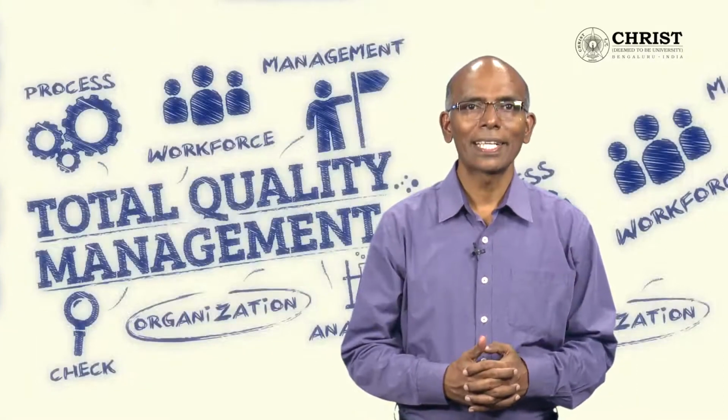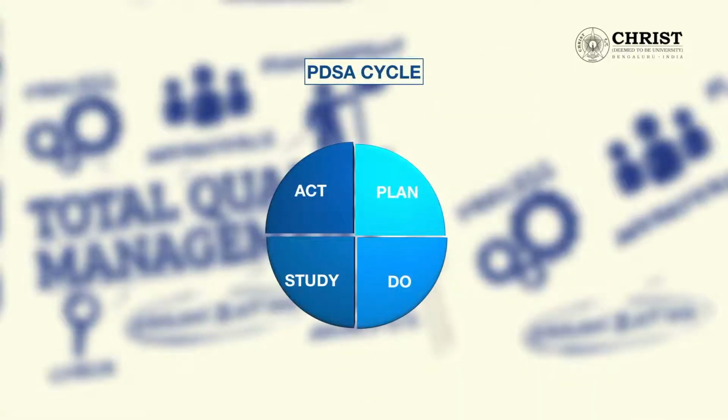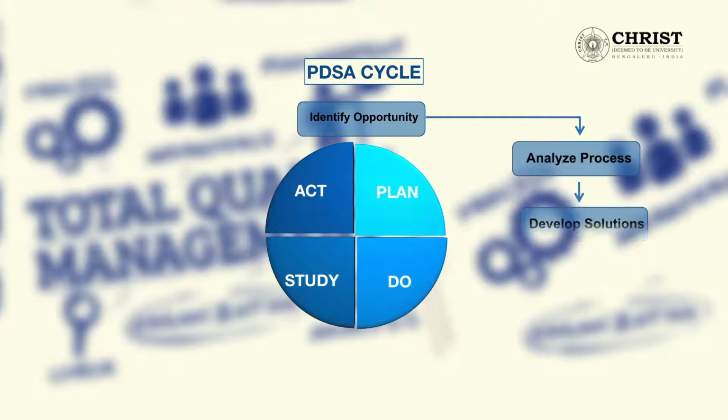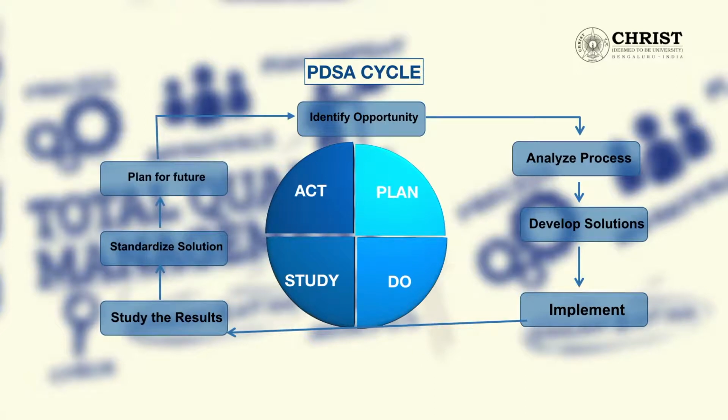Coming back to the PDCA cycle as a problem solving method, as shown in the diagram, it consists of 7 phases. Identify the opportunity, that is phase 1, analyze the process, that is phase 2, develop the optimal solution, that is phase 3, implement, that is phase 4, study the results, that is phase 5, standardize the solution, that is phase 6, and plan for the future, that is phase 7. As you can see in the diagram, these phases interact with the plan, do, study, act cycle.